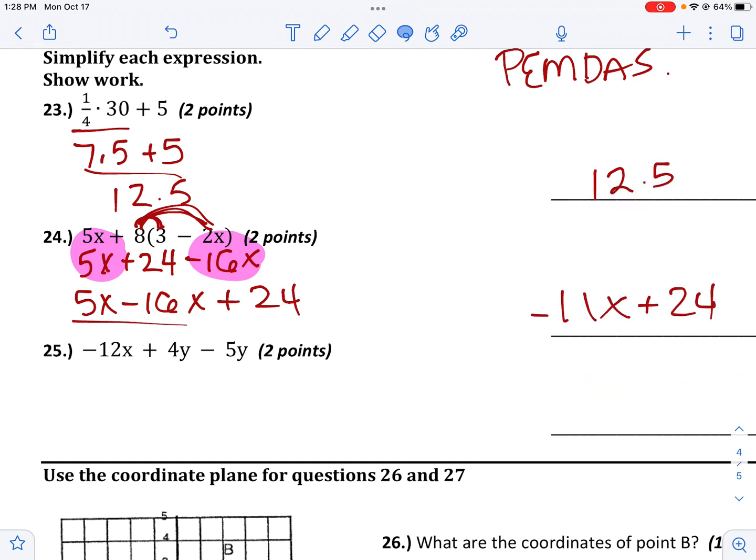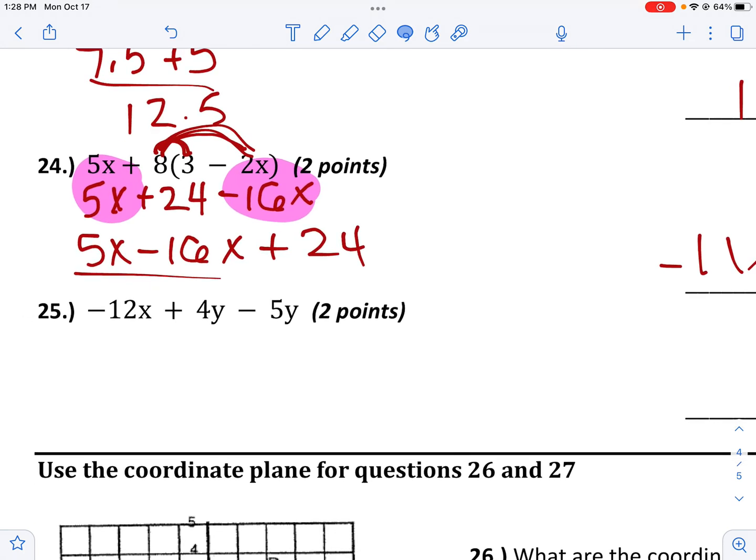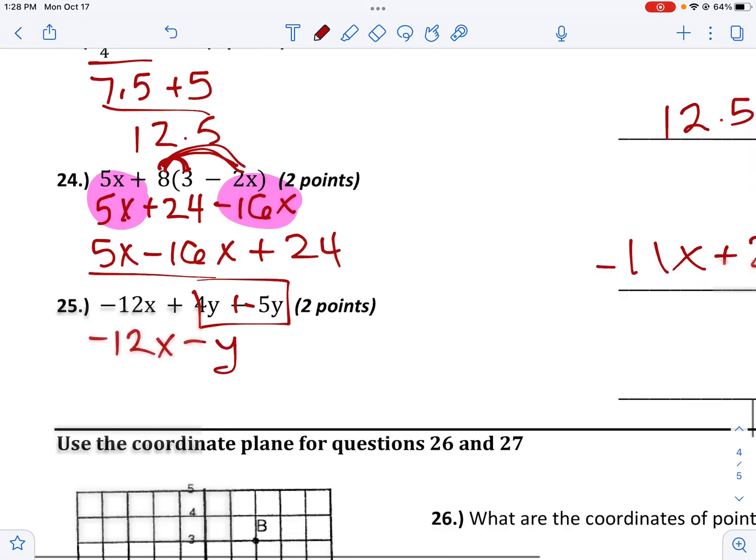At number 25, I have negative 12x plus 4y minus 5y. These two are my like terms. So I can carry down negative 12x. And I could do a plus negative 5y, or I could just do minus. 4y minus 5y is negative y. So I have negative 12x minus y.